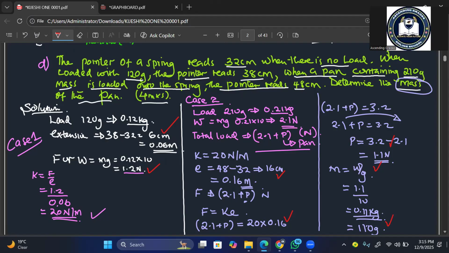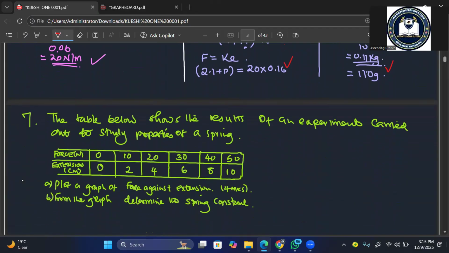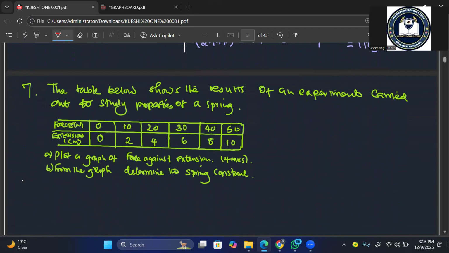We can look at the last question. We're told that the table below shows the results of an experiment to study the properties of a spring. Then we have the questions that are there. The first one, you're told to plot a graph of force against extension, and then find the spring constant.